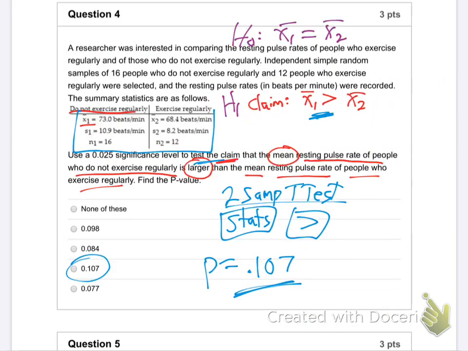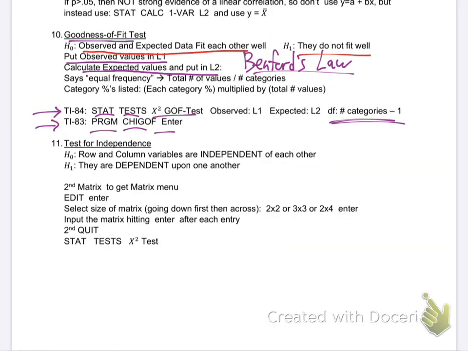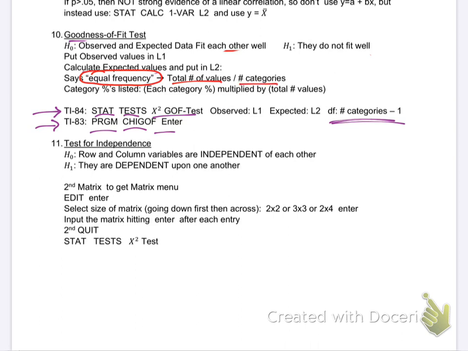Look back to our exam 4 notes. We're still doing goodness of fit. See the phrase right there under goodness of fit? Equal frequency. Same frequency. There it is. So how do you do it in that case? Total number of values divided by number of categories.